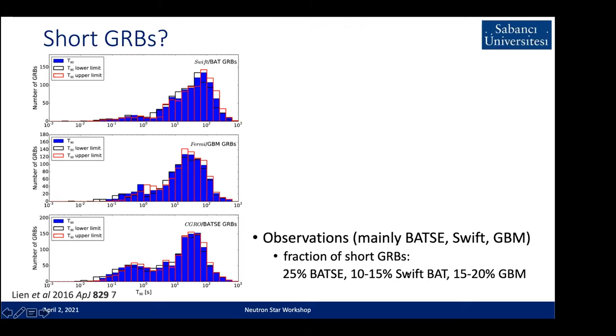And Swift BAT and GBM is much less. It's detecting much less. It could be dependent on the detector sensitivity or trigger mechanism. But for whatever the reason, it's detecting a little bit less.